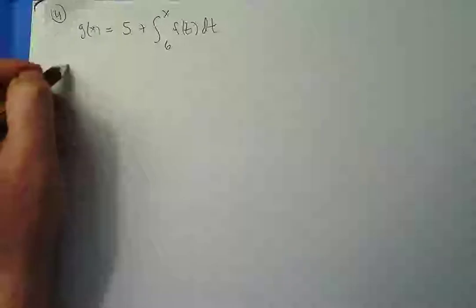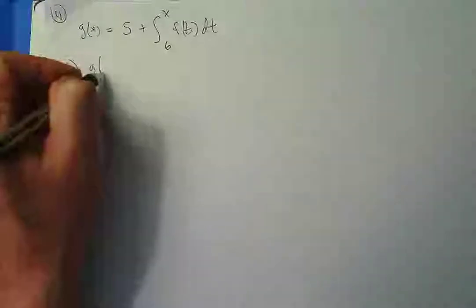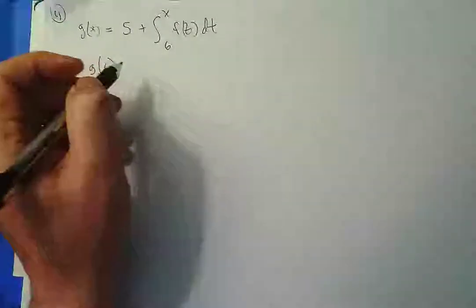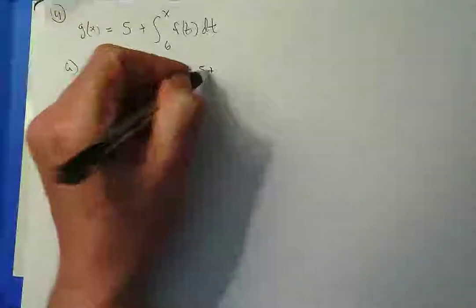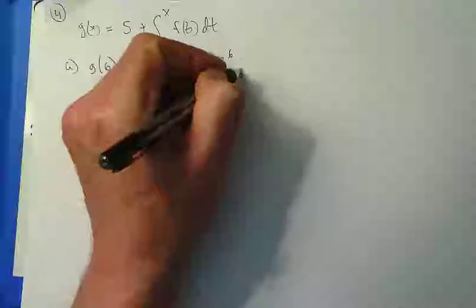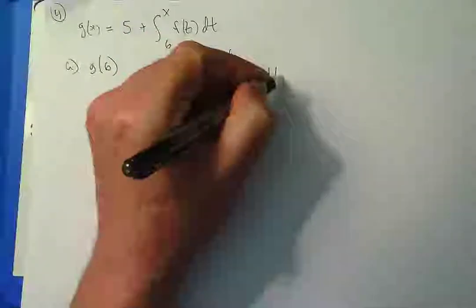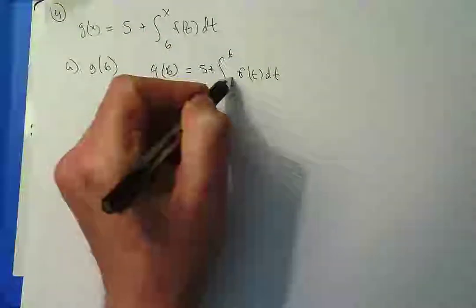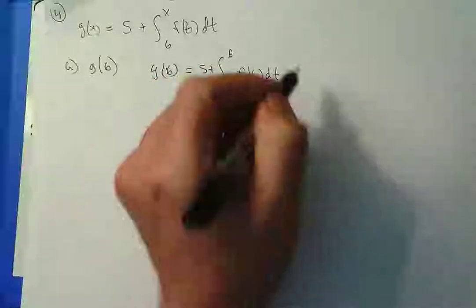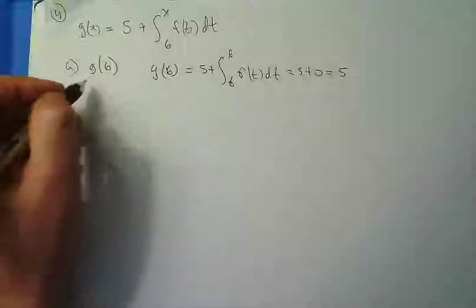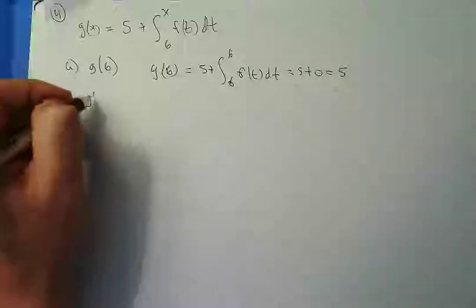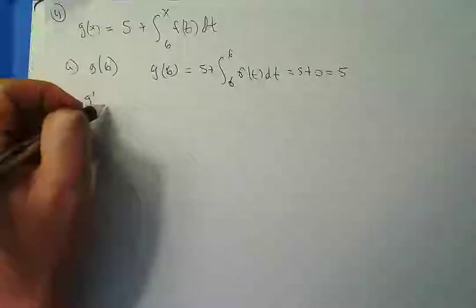Okay, part A, find g of 6. Well, g of 6 will be 5 plus the integral from 6 to 6 of f of t dt. Well, that's integral from 6 to 6 is 0, so 5 plus 0 is 5. Then we need g prime of 6.